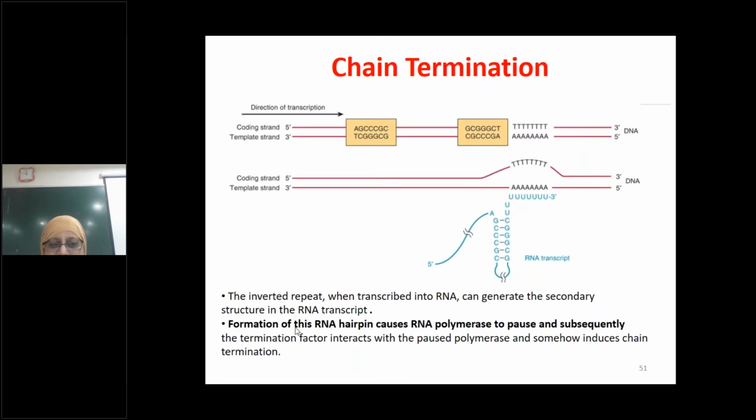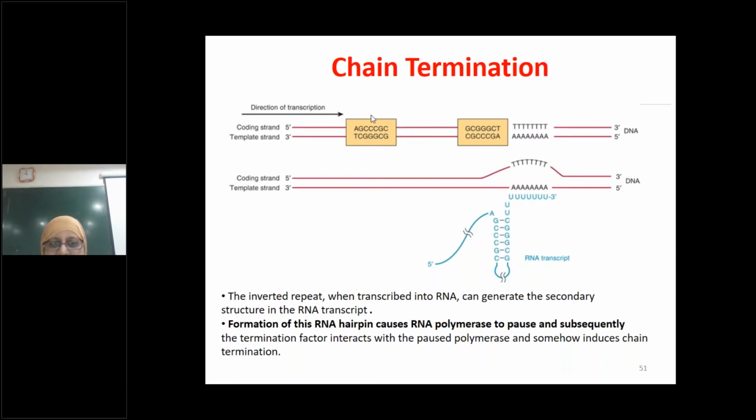Now, there are some inverted repeats present on the DNA molecule. The inverted repeats, when transcribed into RNA, can generate secondary structure in the RNA transcript. So that means they are forming a loop over here. The formation of this RNA hairpin causes the RNA polymerase to pause, and subsequently the termination factor interacts with the paused polymerase and induces the chain termination.